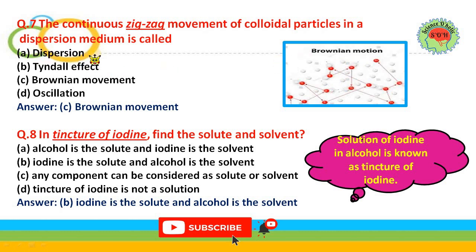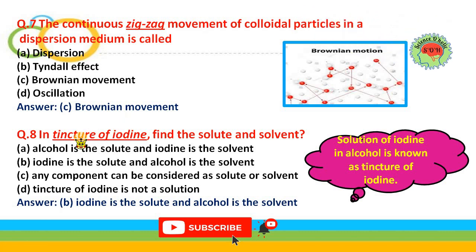Option A, dispersion. Option B, Tyndall effect. C, Brownian movement, and D, oscillation. So when there is a continuous zigzag movement of colloidal particles, the answer will be Brownian movement. Zigzag is the keyword for Brownian movement. So the answer will be option C, that is Brownian movement.